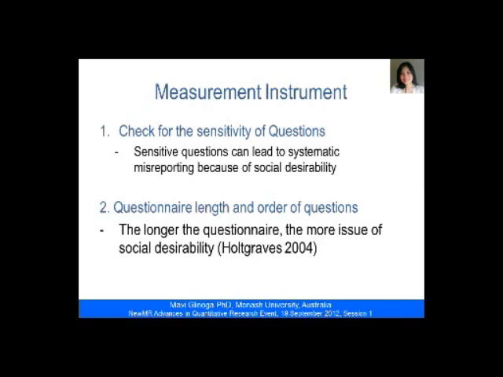A lot of research in academia has also found that the longer the questionnaire, the more issues of social desirability, because if you have so many questions there, the respondents are going to feel, oh my gosh, this survey is really intrusive. I feel like I'm revealing all of me. I better make myself look great in front of the people who are going to be reading my responses. So they're going to end up skewing their data to make themselves look really good.